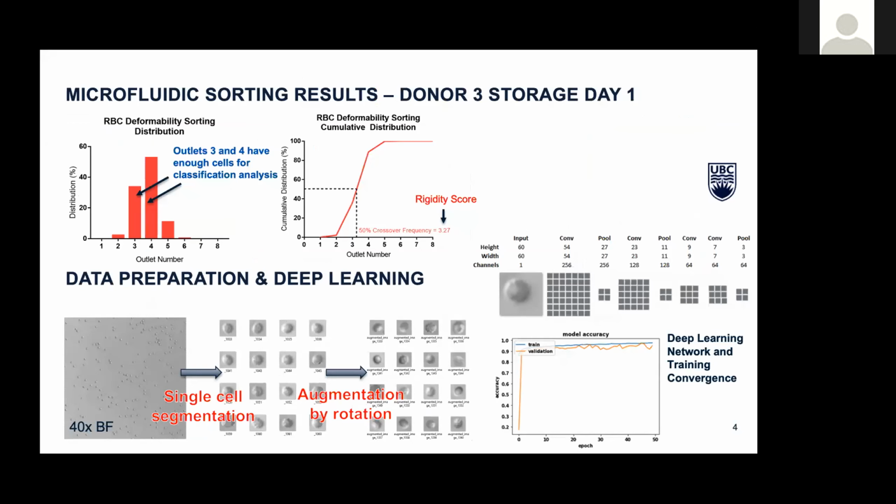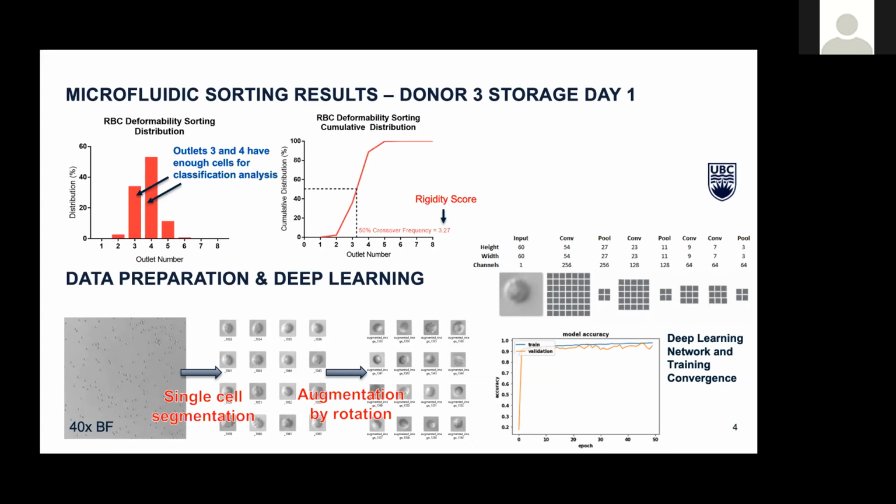Next slide. Yeah, so here shows the results for donor 3 at day 1 storage. In the top left shows the normal distribution of cells sorted to outlets, and there are enough cells sorted to outlets 3 and 4 for a database creation. To the right of this is the cumulative distribution plot with the 50% crossover frequency shown, and this is defined as the rigidity score of the donor, which is 3.27.